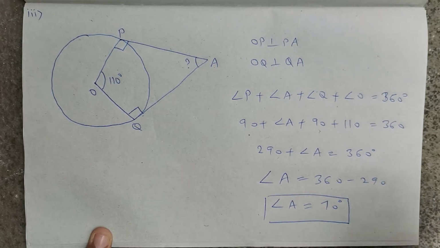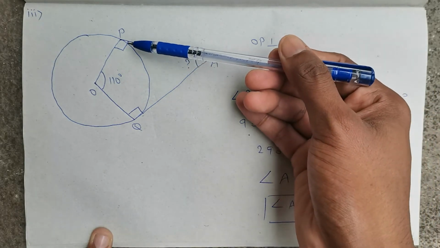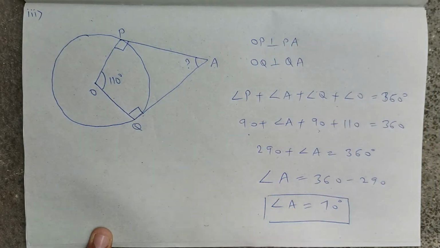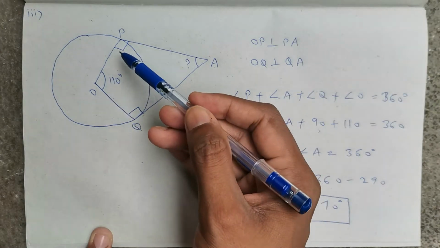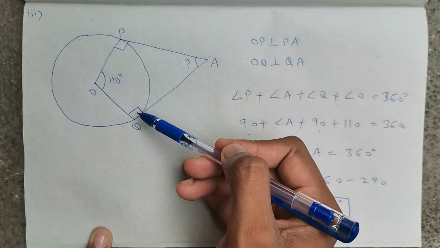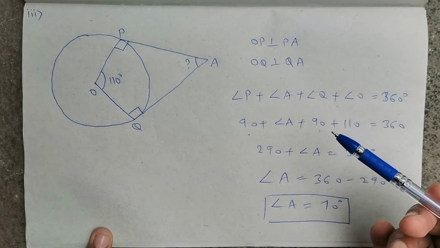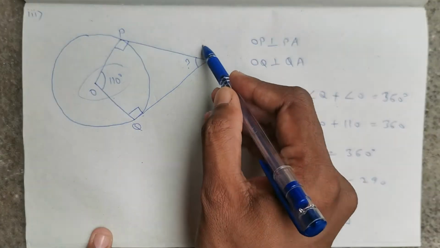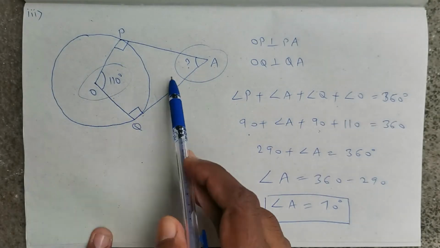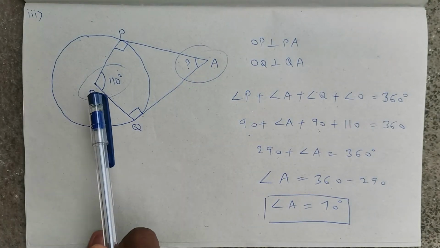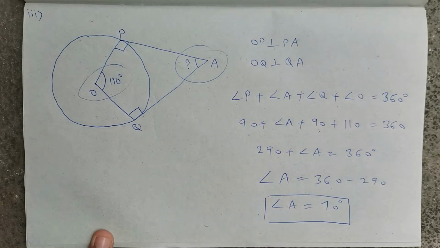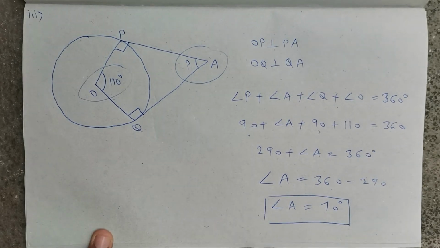We can also solve it with a shortcut. We know very well that this angle P is 90 degrees, this is also 90 degrees because the radius is touching the tangent. And this 90 plus 90 means 180 is completed. So from the total 360, 180 is completed, meaning the remaining is 180. So these two angles, their sum should be 180 degrees. If this is 110, obviously this will be 70 degrees. That will be helpful when you are solving MCQ type questions.